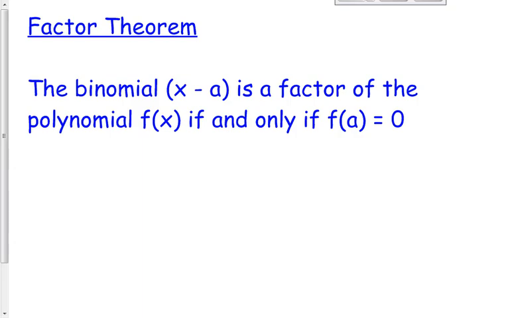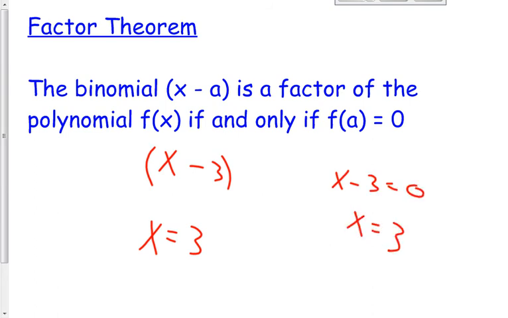First, let's define what the factor theorem is. The binomial x minus a is a factor of the polynomial f of x if and only if f of a equals 0. What that is saying, class, is that when we factor something, we get something like x minus 3. There's the factor. So what is the 0? The 0 is x equals a positive 3, right? Because x minus 3 equals 0, that means x equals the positive 3. So basically, this is the 0, or this is the solution, okay?